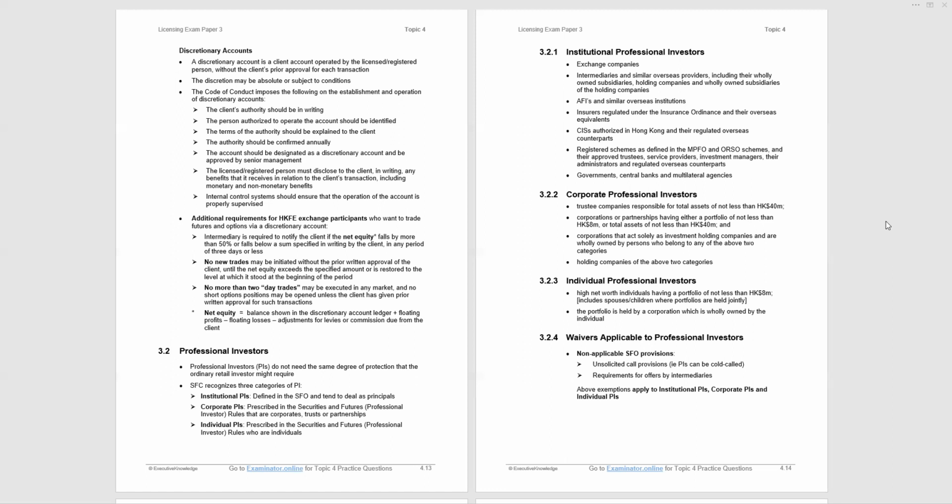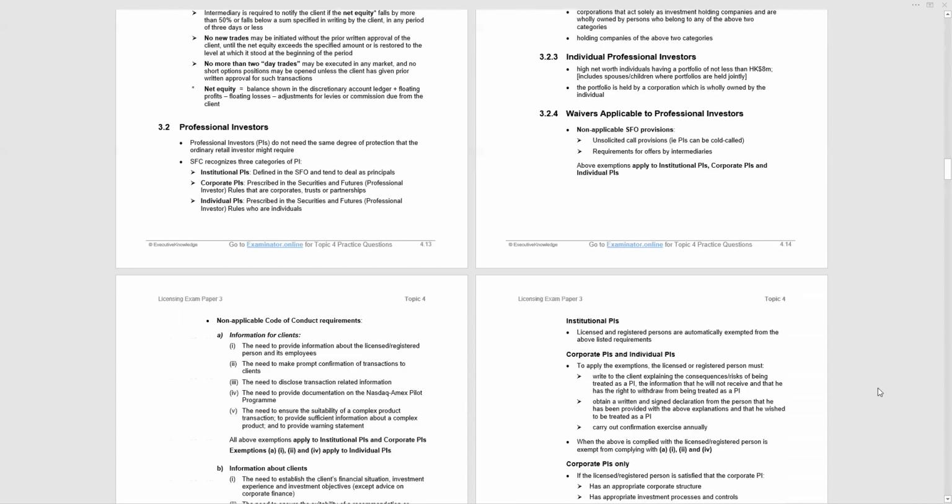Then we come to the waivers. The things that you don't have to do with regard to professional investors. And the SFO provisions that are not applicable: the unsolicited call, in other words, you can cold call a professional investor, and requirements for offers by intermediaries. We don't need to worry about that. And those exemptions apply to all 3 categories of professional investors.